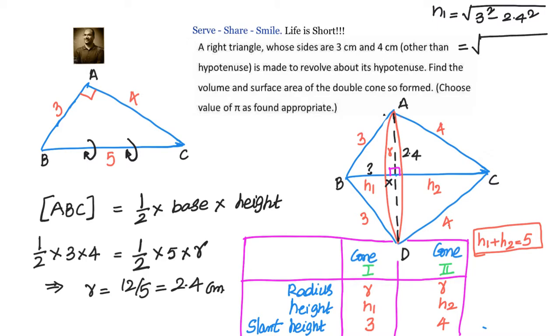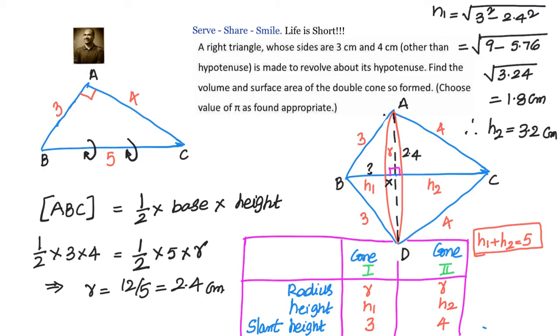So we can simplify this. This is 9 minus 5.76. You can do that, or you can write a plus b into a minus b, 5.4 into 0.6. You'll be getting anyway 3.24. Square root of 3.24 is 1.8. So height 1, h1, or height of the first cone, is 1.8 centimeter. So height of the second cone obviously will be equal to 5 minus 1.8, that is equal to 3.2 centimeter.